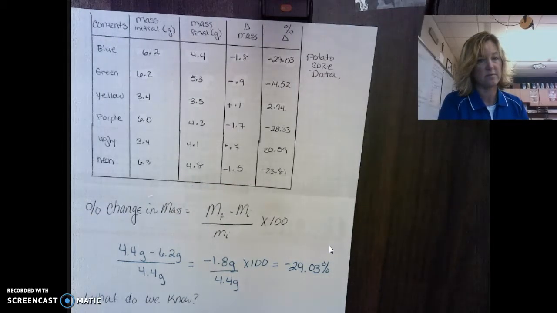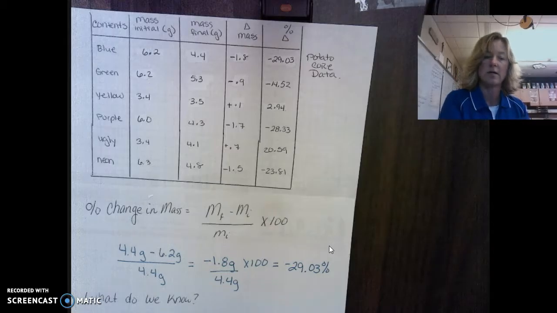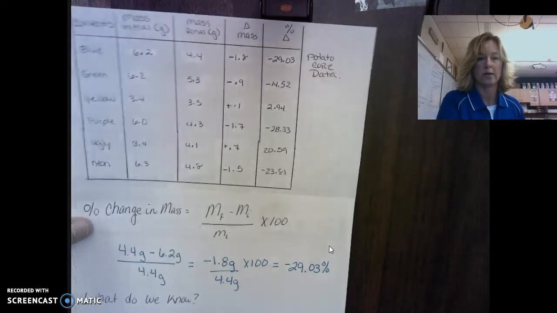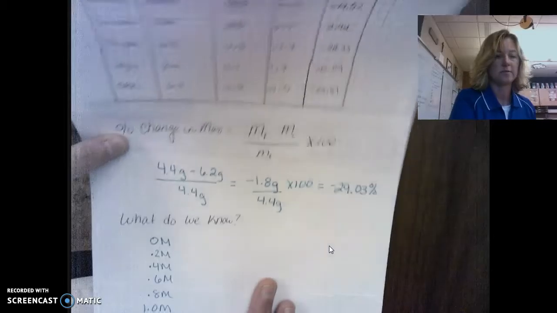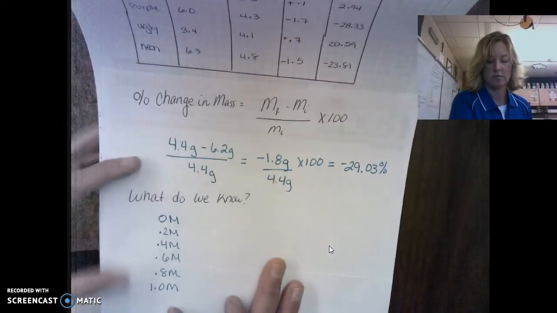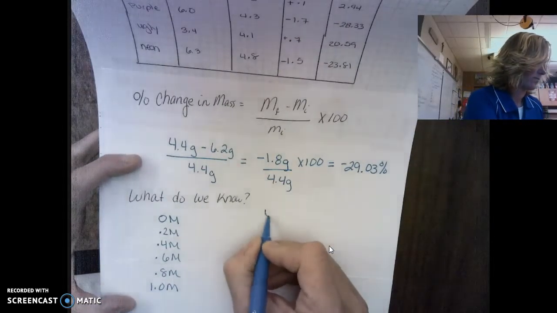We have some positive numbers, we have some negative numbers. We need to kind of know what is going on. All right, so there's another piece of information that we already know.